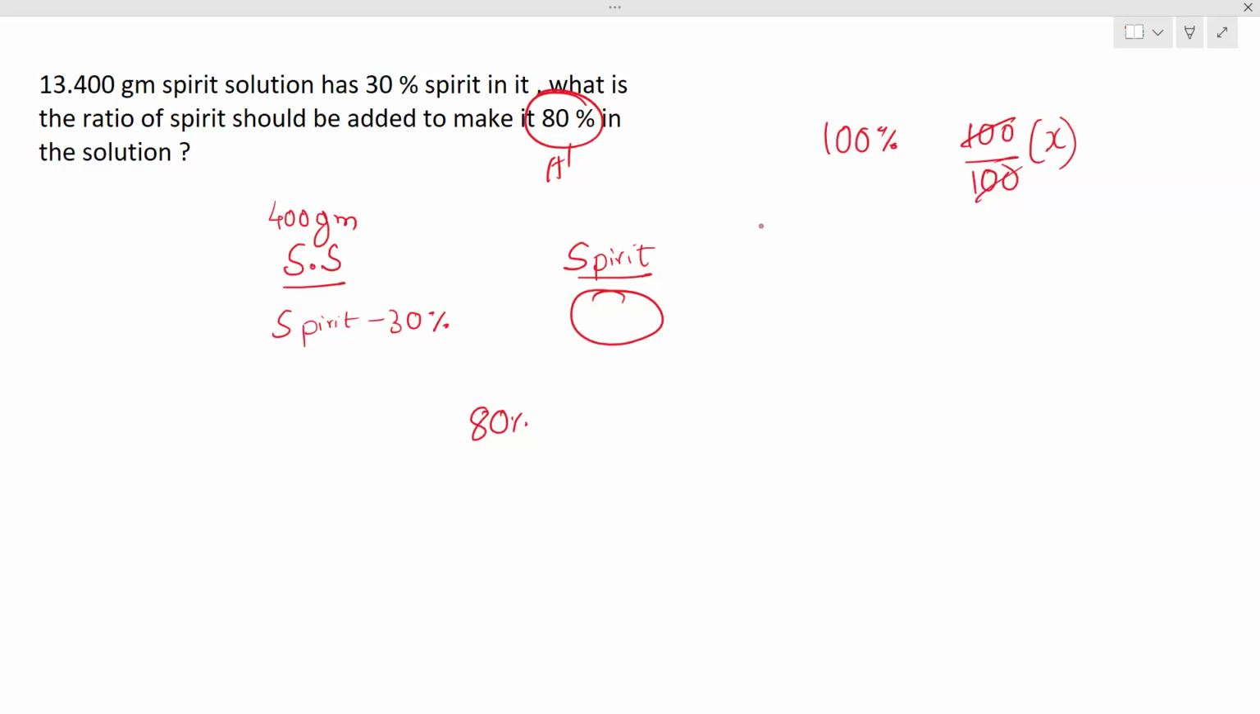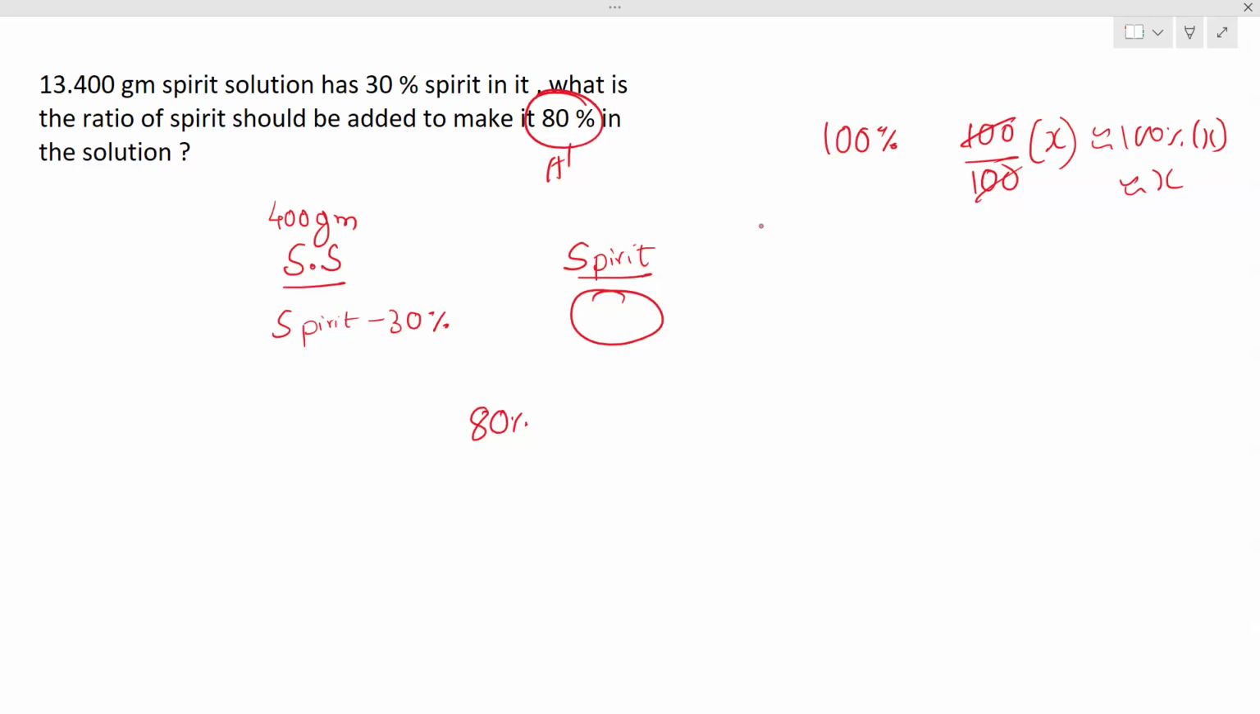If there is 100 percentage of X, it can also be written as what? Either it can be written as 100 percentage of X or just X. Both are one and the same. Now come back here. What is being added here? Spirit. What will be the concentration of spirit in spirit itself? Can anyone tell me?